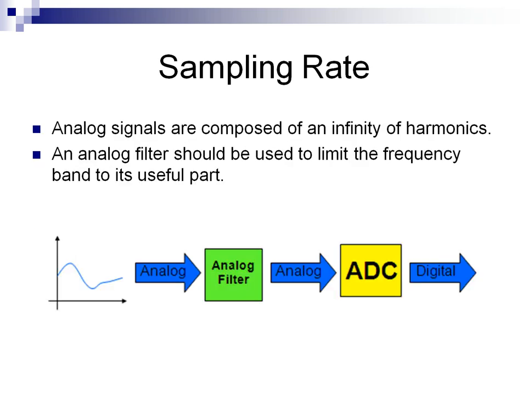Sometimes the analog signal to be sampled has an infinite amount of harmonics. One of the things that could be done to get a better sample is to put an analog filter at the front end in order to limit the frequency band to its useful part. So if you know what part of the signal you want, you could place a filter at the front to remove any unwanted signals.